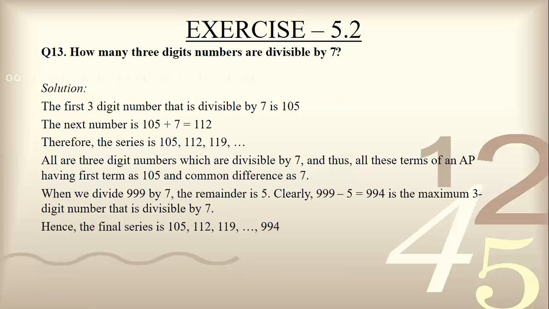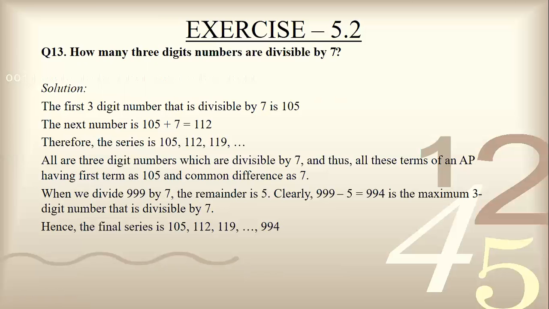All are 3-digit numbers which are divisible by 7, and thus all these terms form an AP having first term 105 and common difference 7. Now we divide 999, why? That is the largest 3-digit number. So when we divide that by 7, we get remainder 5. So we have to subtract that. So 999 minus 5 will be 994, which is the maximum 3-digit number that is divisible by 7. So let us form the final series: 105, 112, 119, and so on, up to 994. These are all the 3-digit numbers which are divisible by 7.